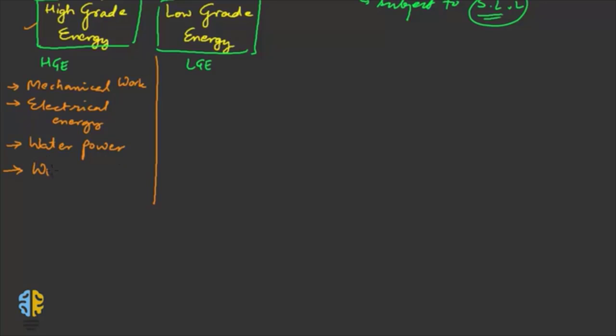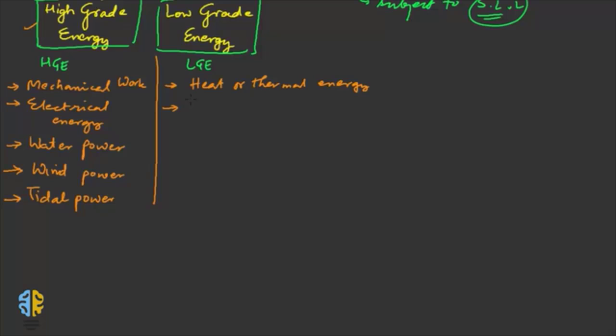Then wind power, this is also high grade energy. Next, tidal power. So these are some very commonly used or seen high grade energy sources. And if you talk about low grade energy sources, then it is heat. The very common one is heat, or sometimes it is also known as thermal energy.